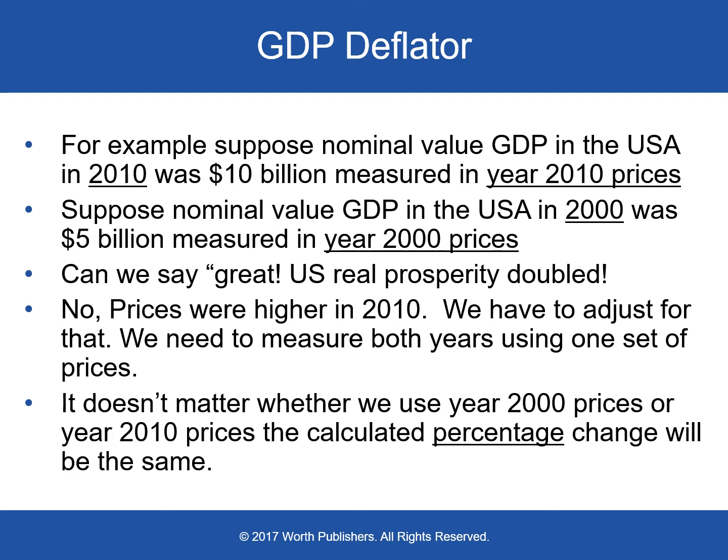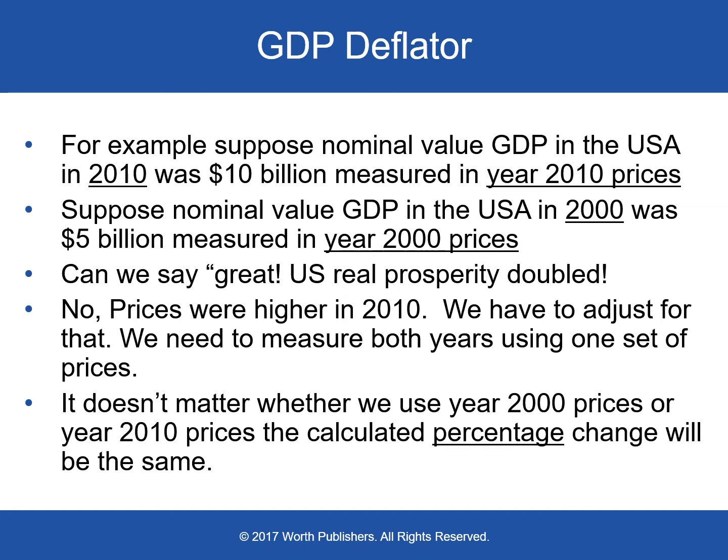Let's go back to the year 2000, and let's suppose that in the year 2000, the nominal value of GDP in the USA was 5 billion, but that's measured in year 2000 prices. Now, can we look at the 5 billion for the year 2000 and the 10 billion for the year 2010 and say, awesome, that's a doubling of GDP? The US became twice as prosperous. Well, obviously not, because in 2010, the price of everything was higher. There had been inflation over 10 years. So we need to adjust for that.